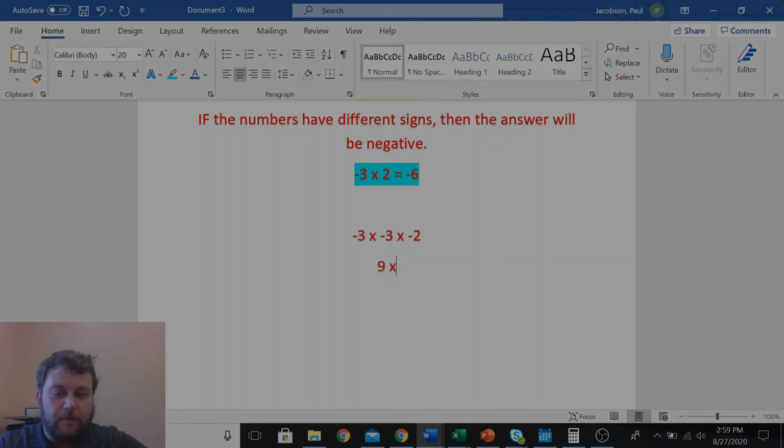But we have to drop down that multiplying by the negative 2. So now, what sign does the 9 have? It has a positive sign. What sign does the negative 2 have? It has a negative sign. Now it follows this rule. If the numbers have different signs, then the answer will be negative. So do your regular multiplication. 9 times 2, that equals 18, right? But the answer will always be negative if the signs are different. So your answer is negative 18.